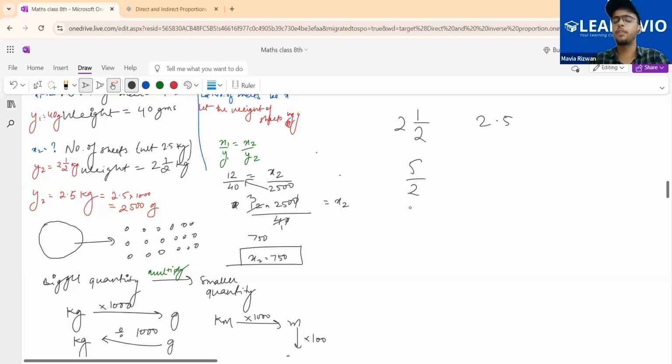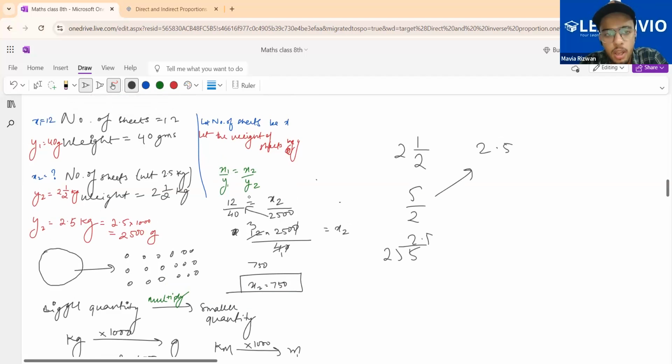So 5 by 2, if you divide, you'll find that 5 by 2 is 2.5. I'll not do the calculation right now, but this will come out to be 2.5. So I directly wrote 2.5. This mixed fraction, we call it 2.5. Okay? Now you can note this down, and Roni, I'll explain that to you.